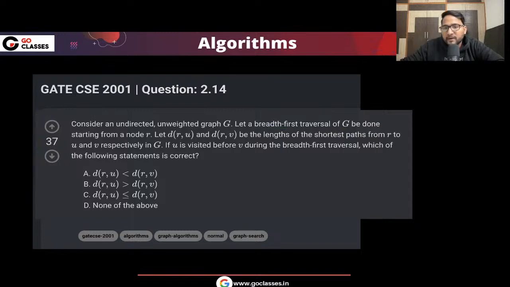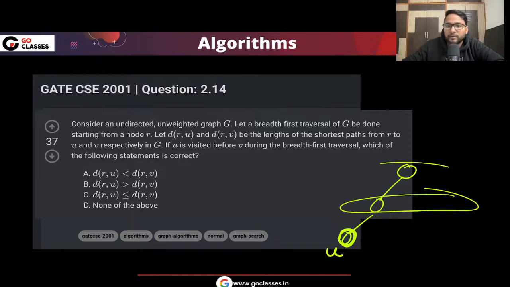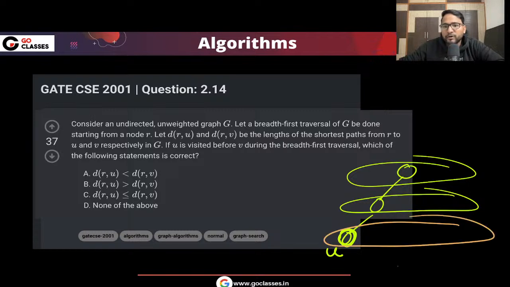So they are saying that U is visited before V. So V must not be at this level, but V could be at this level, right? Or V could be at a later level. I think we have already done this question. Can you tell me what the answer is? So the distance to V could be equal also, or could be greater also.